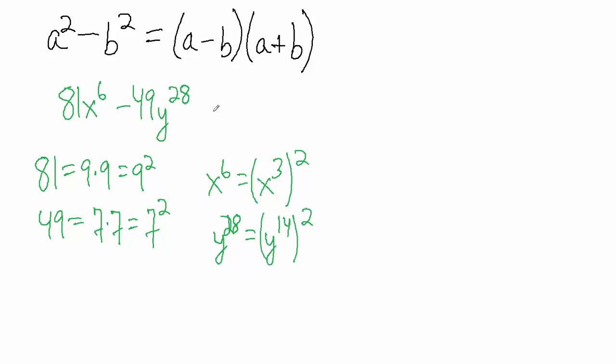Okay, so what this tells us then is that 81x to the 6th is equal to the quantity 9x cubed squared. Why is that? Well, because this 9 squared gives us the 81, and x cubed squared gives us the x to the 6th. That's what we found out by doing all this work down here. And then we have minus 49y to the 28th. Well, we know that that's going to be the quantity 7 from here, y to the 14th from here, and then that whole thing is squared.